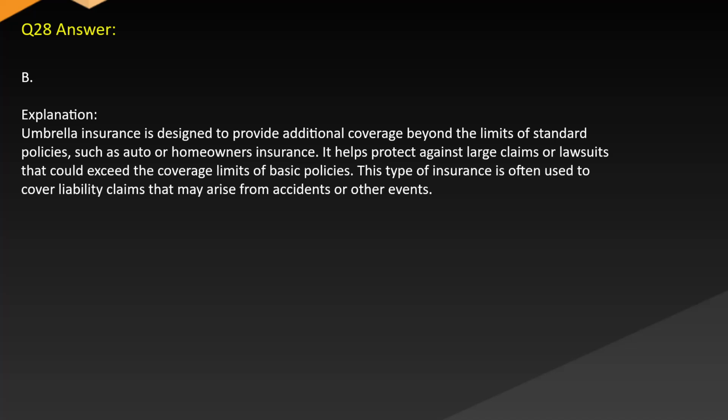Answer. B. Explanation. Umbrella insurance is designed to provide additional coverage beyond the limits of standard policies, such as auto or homeowners insurance. It helps protect against large claims or lawsuits that could exceed the coverage limits of basic policies. This type of insurance is often used to cover liability claims that may arise from accidents or other events.